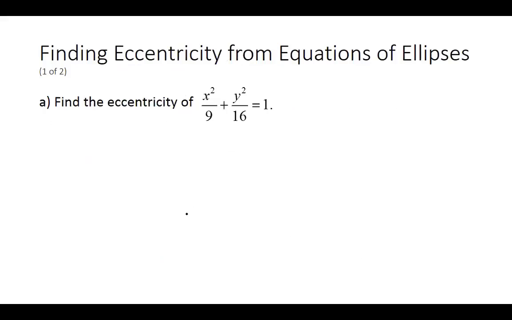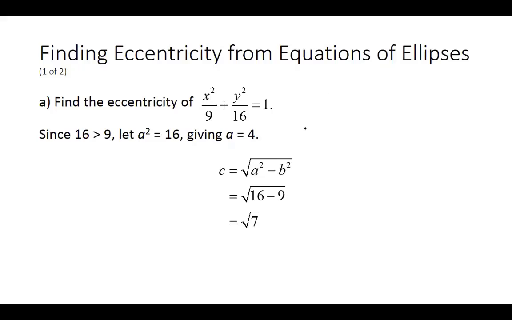Okay, let's look at some examples. Find the eccentricity of x squared over 9 plus y squared over 16 equal to 1. Since 16 is larger than 9, remember the largest one would be the a squared. So a squared would be equal to 16, so a is equal to 4. You compare these numbers, whichever is larger, that would be your a squared. If you recall, one of the formulas that we were supposed to remember, c squared is equal to a squared minus b squared for ellipses. So if I take the square root of both sides, I can solve for c. I know what a and b are, so I can solve for c here.